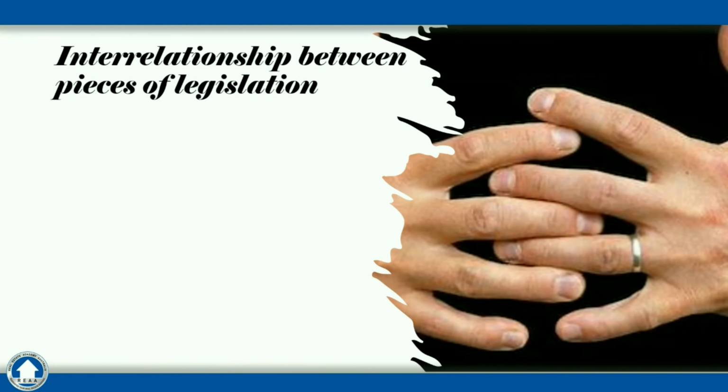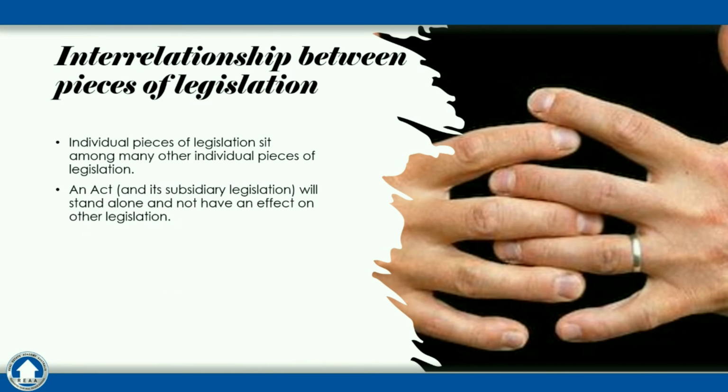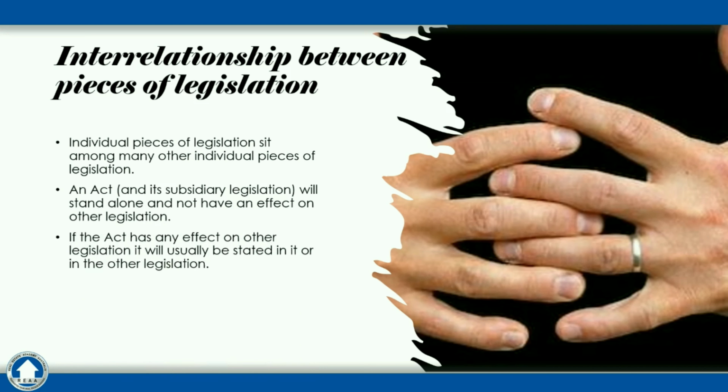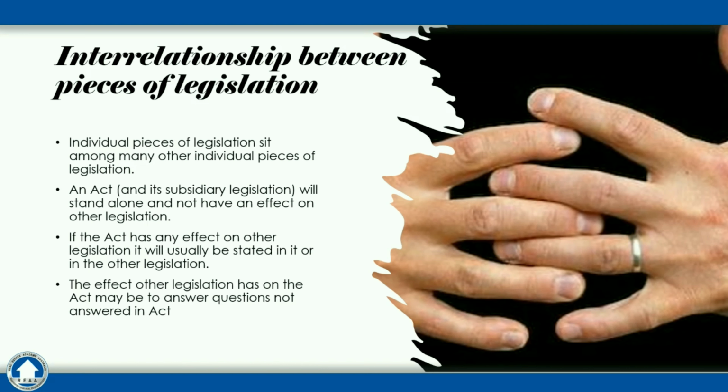The interrelationship between pieces of legislation. Individual pieces of legislation sit among other individual pieces of legislation, some of which have an effect on the target act. An act and its subsidiary legislation will stand alone and won't have an effect on other legislation unless there is an effect, in which case it will be stated in the non-targeted legislation or the other legislation. The effect of other legislation that the Act has may be to answer questions not answered in the target Act.